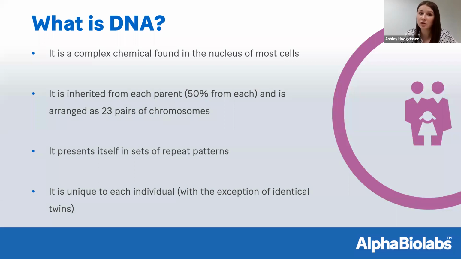So, a little bit of a brief at the start. What is DNA? DNA is a complex chemical that's found in the nucleus of most of your cells, and it comes as 23 pairs of chromosomes, and that's exactly what we're looking at here. So we're looking at 23 chromosomes plus the gender chromosome as well. When you're born, you inherit your DNA, and you get 50% of it from your mother and 50% of it from your father in an equal split, which I'm going to show you in a couple of slides' time.